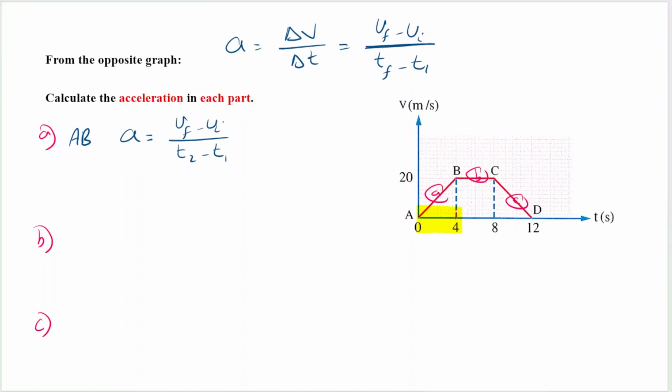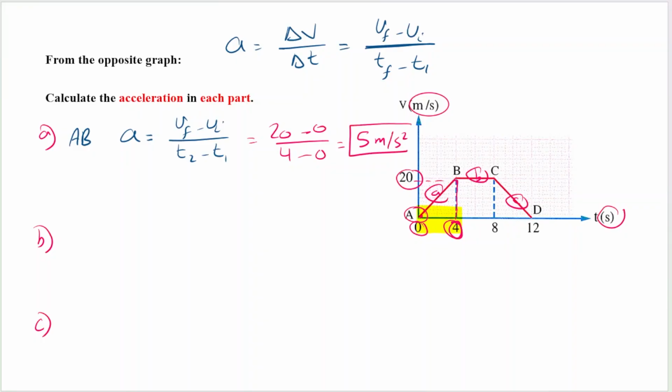What is the value of the final velocity? We will go to the final part of the stage, then we will go to the y-axis, it's 20. Minus what is the value of the initial velocity? It's 0. What is the value of the final time? It's 4 minus initial time is 0. So it's 20 divided by 4, it's 5. And the unit, since this one is in meter per second velocity and time is in seconds, so it will be 5 meters per second squared.